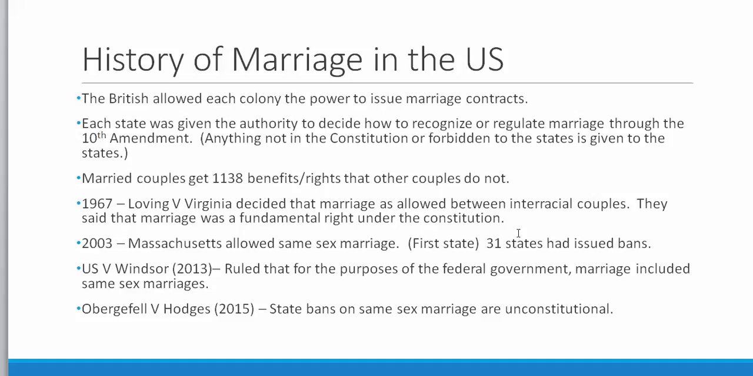Shortly after Massachusetts, 31 states started to issue bans on same-sex marriage. So half the country allowed it, half the country did not. U.S. versus Windsor was the first recent case to sort of allow for same-sex marriage at the federal level. They said that this constitutional problem that was created when some states allowed it and some states did not really violated the 14th Amendment, at least at the federal level.